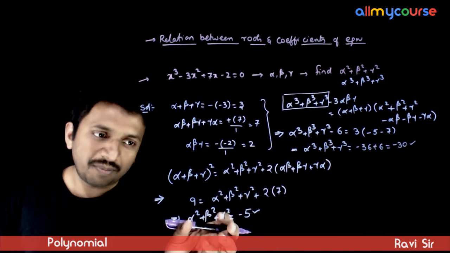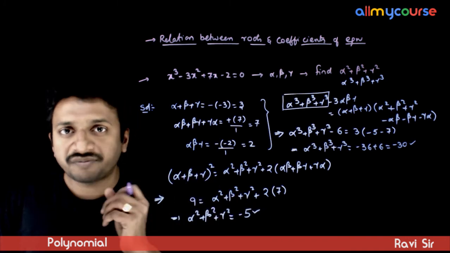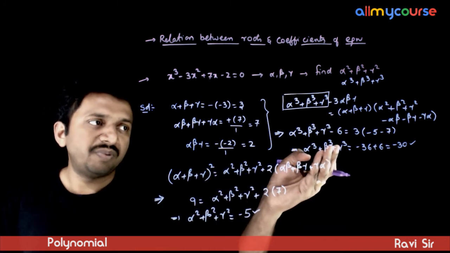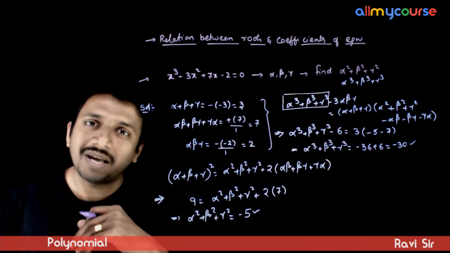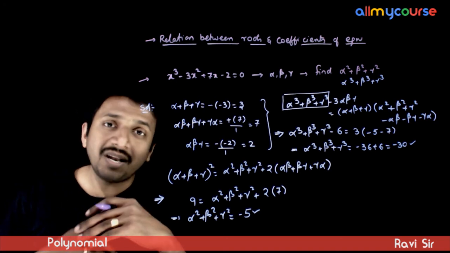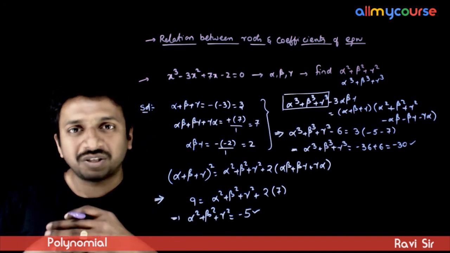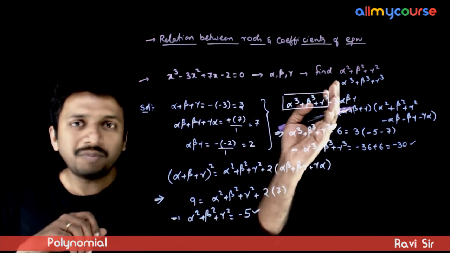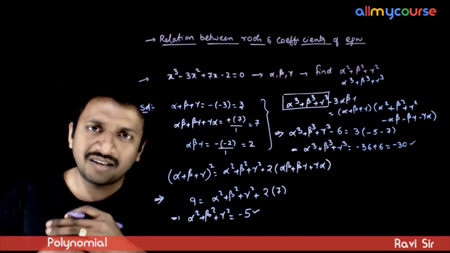So alpha square plus beta square plus gamma square is minus 5. Alpha cube plus beta cube plus gamma cube is minus 30. So similarly, you can find various expressions which are formed out of alpha, beta, gamma.